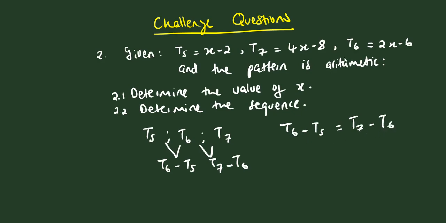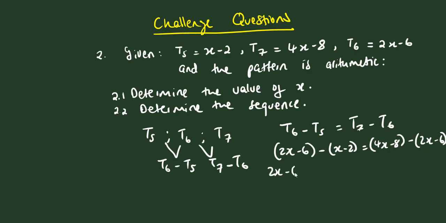Now what is T6? It's 2x minus 6. So we're going to say 2x minus 6 minus T5, which is what? x minus 2. And then T7 is what? 4x minus 8, sorry, 4x minus 8. And then T6 will be 2x minus 6. All right, then you just simplify. You can write it like this: 2x minus 6 minus x plus 2 is equal to 4x minus 8 minus 2x plus 6.